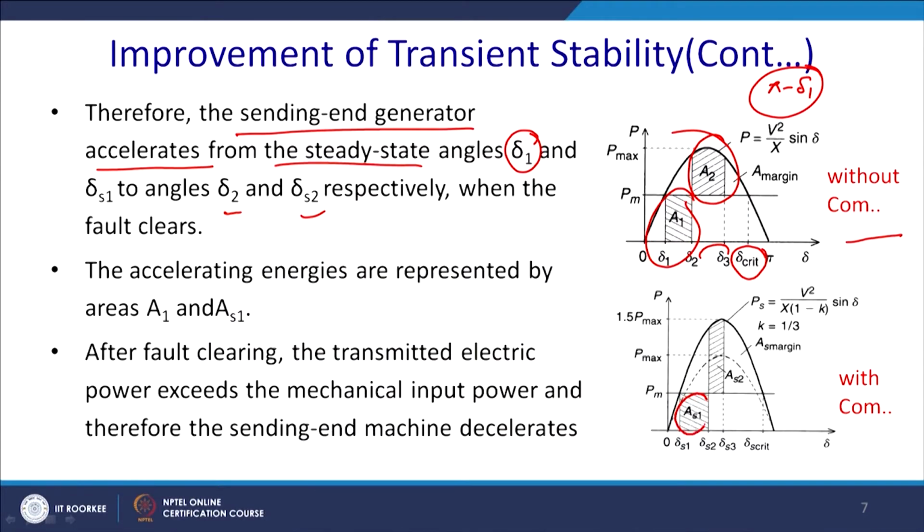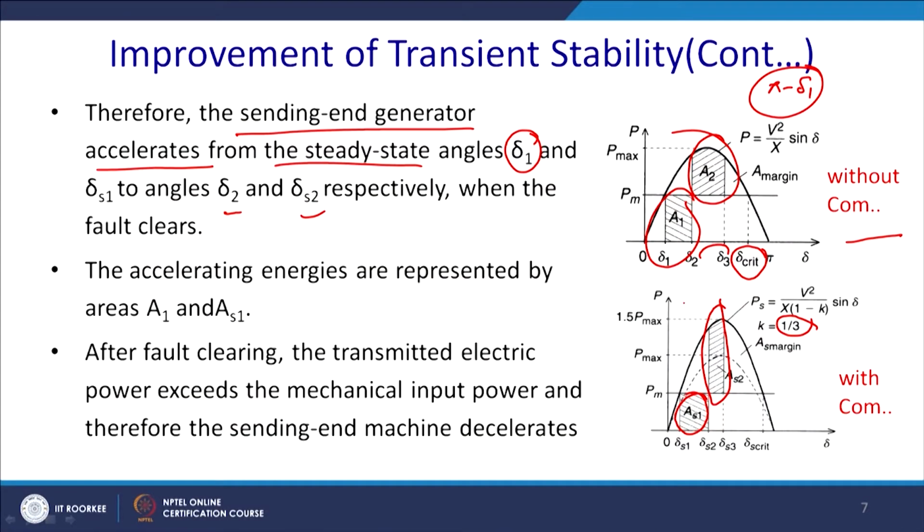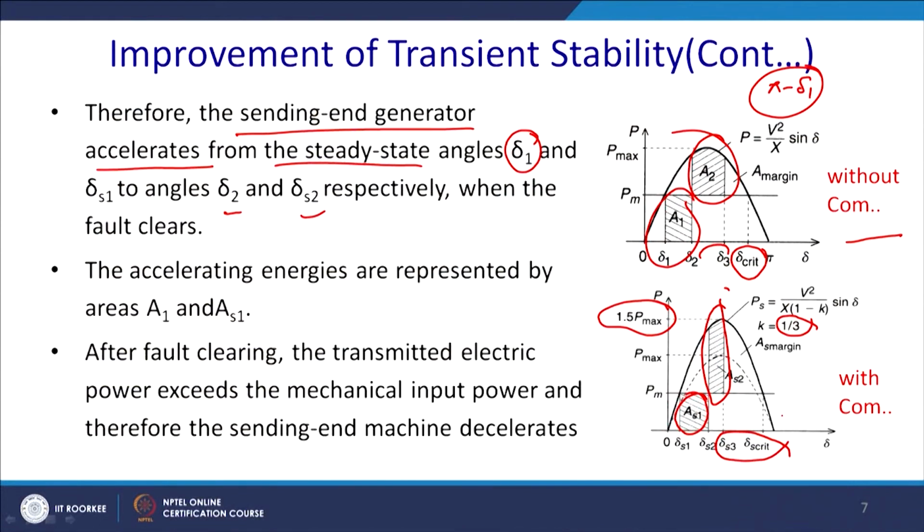This was your accelerating area, and since the power can be increased depending on the impedance value, you can change the impedance value. Let us assume that k equals 1 by 3, and thus the transmitted power handling capability increases by 50%, so 1.5 per unit. For this reason you can see that a huge area is available for the deceleration, and thus huge gaps remain for critically clearing the faults.